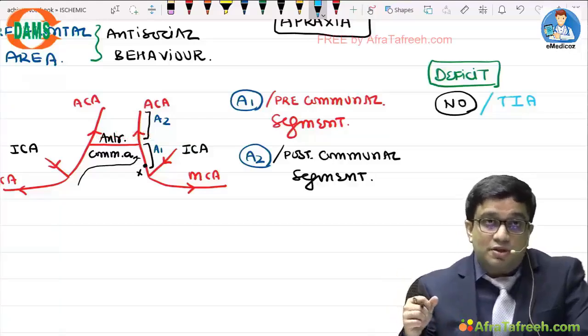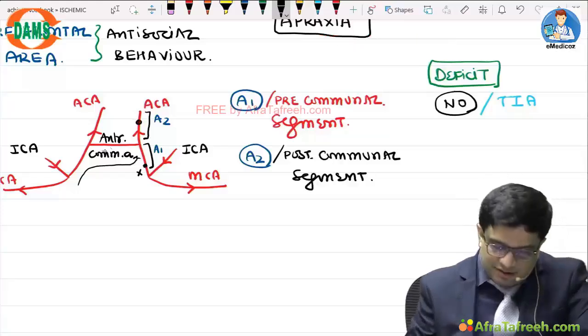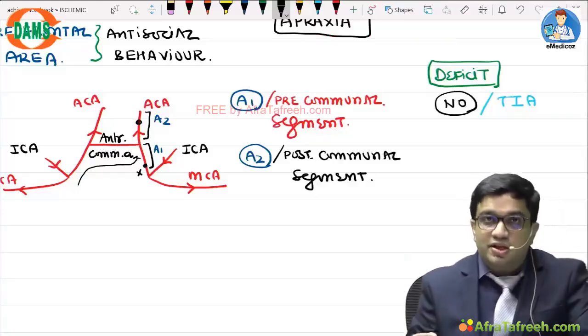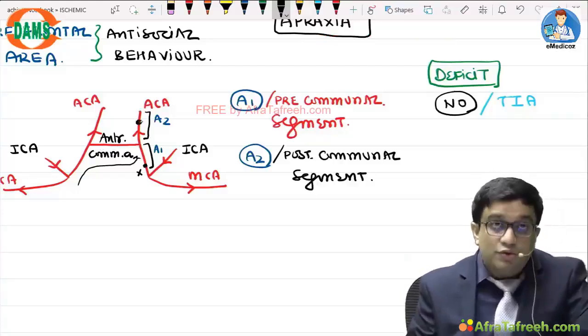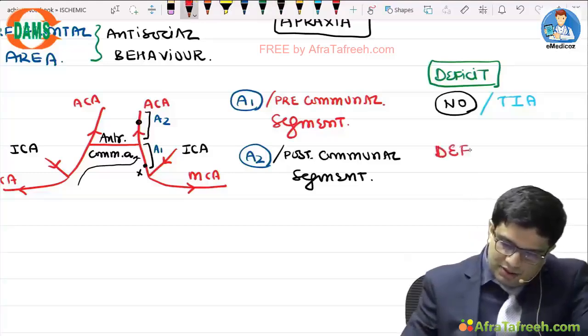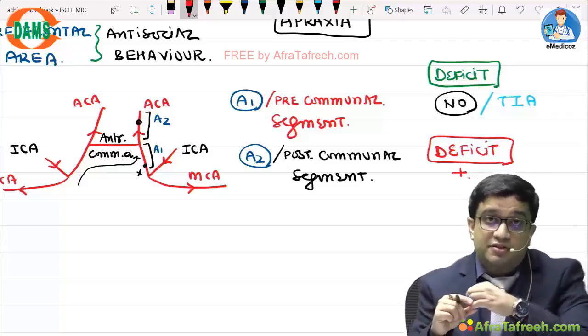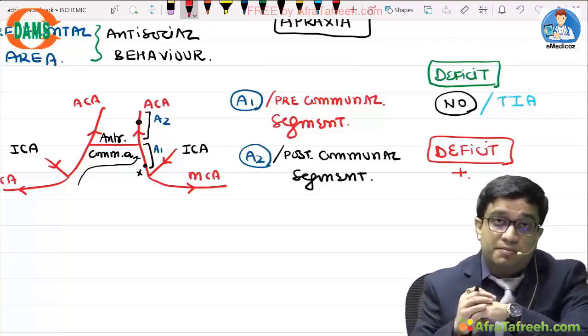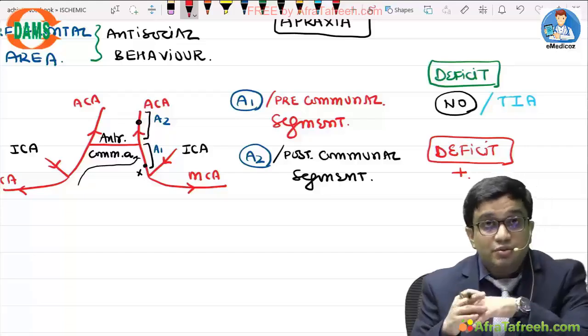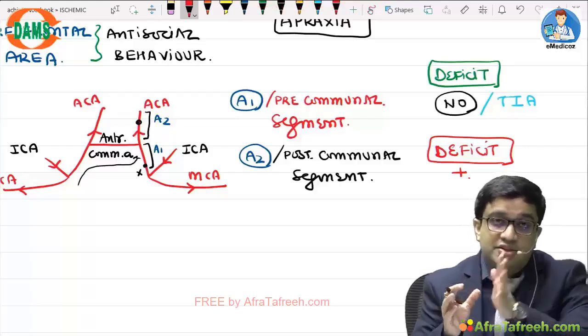What about the post-communal? Now if at all there is a thrombus sitting over here, this time even if the anterior communicating gives me the blood, it won't really help me out because there is no flow over here, right? So this time in a post-communal segment, A2 segment, the deficit which I have told you above is going to happen. That means a contralateral lower limb weakness will happen, gait apraxia will happen, maybe the antisocial behavior will also happen. So the classical symptoms of an ACA infarct, whenever we find, it usually happens due to the post-communal or the A2 segment infarction, not the pre-communal or the A1 segment infarction.